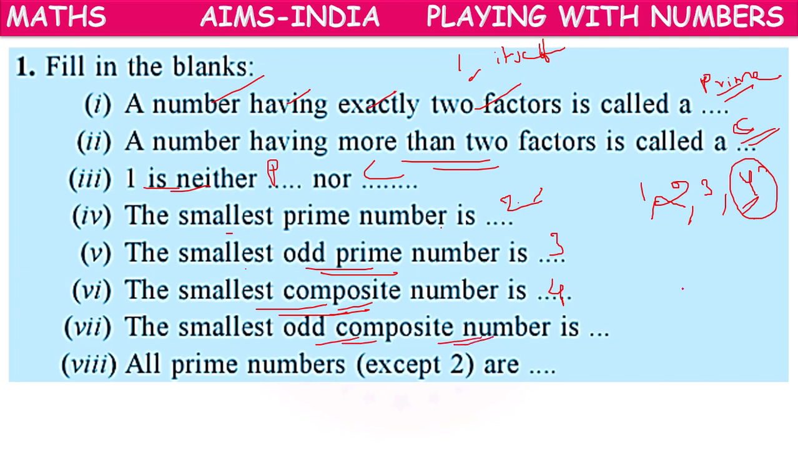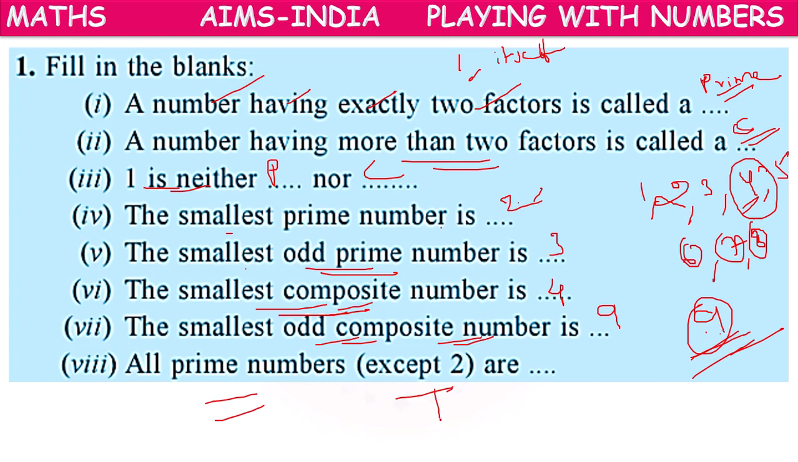Smallest odd composite, again 5 is prime. 6 is even. 7 is prime. 8 is even. 9 is composite. So up to 9 we have prime numbers and even numbers. 9 is the first odd composite number. So all prime numbers except 2 are odd. 2 is the only prime number which is an even number. Remaining all are odd numbers.